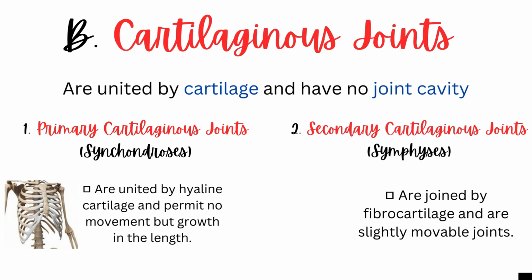Examples of the secondary cartilaginous joint include the pubic symphysis, that is of the hip bone, and the intervertebral disc, shown over here. The intervertebral disc has fibrocartilage, and it also provides a little bit of movement, so it is termed a secondary cartilaginous joint. While if we talk about the primary cartilaginous joint, an example is the manubriosternal joint. The manubriosternal joint is present between the manubrium and the sternum, and it does not allow movement, but it does grow in length as the individual's growth process starts.